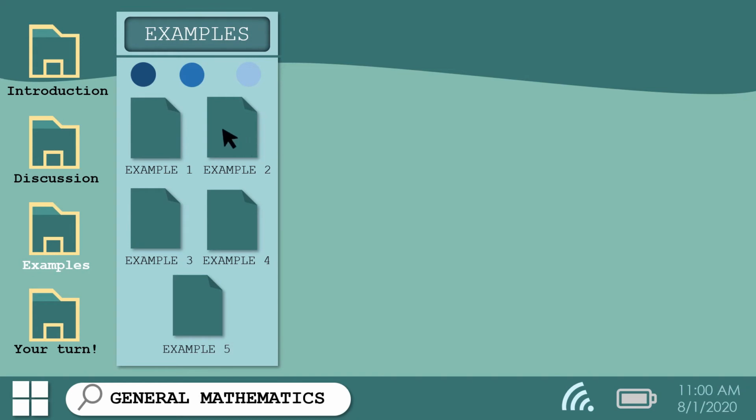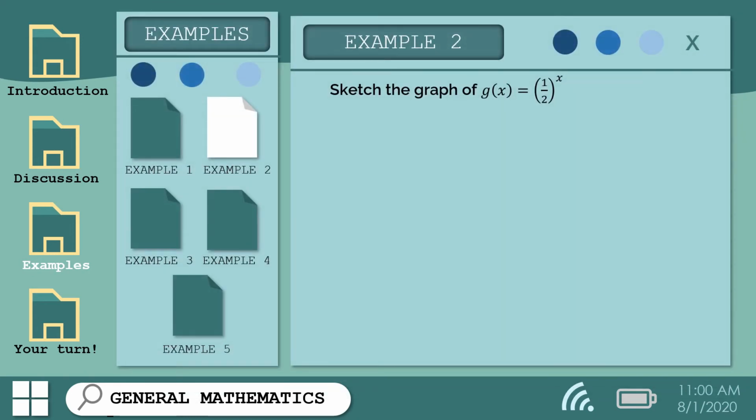Let's have example number 2. Ano naman kung ang base po natin is between 1 and 0, let's say 1/2. Let's sketch the graph of g of x is equal to 1/2 raised to x. Yan. So, ganun lang din po. Unahin na po natin na mag-construct ng ating table of values.